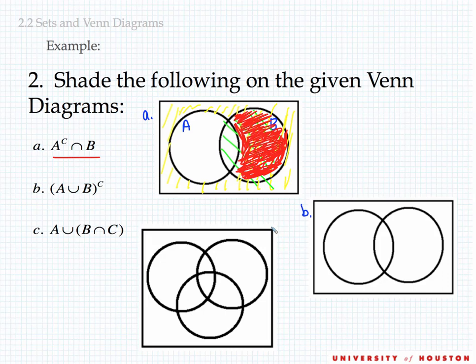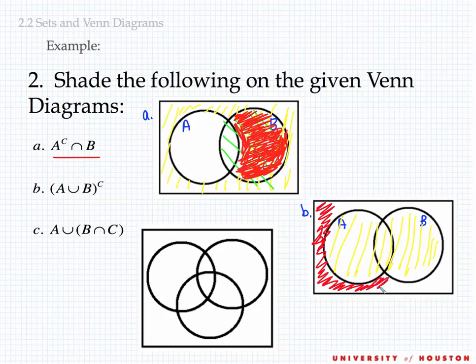For problem B, we want to do A union B and then get its complement. Well, A union B is everything that's in A and B and both. The complement is everything that I did not shade. So A union B complement would be this area out here that I'm shading in red.